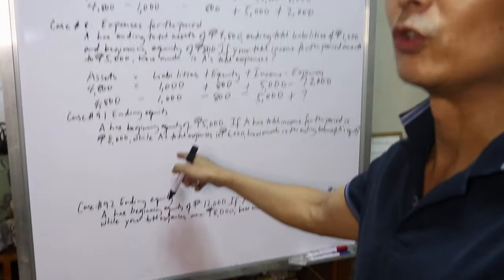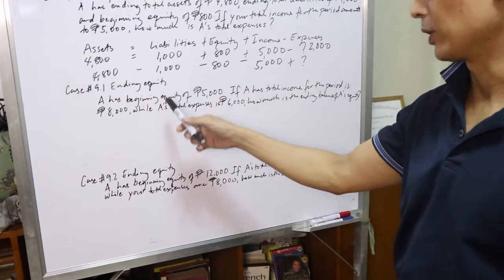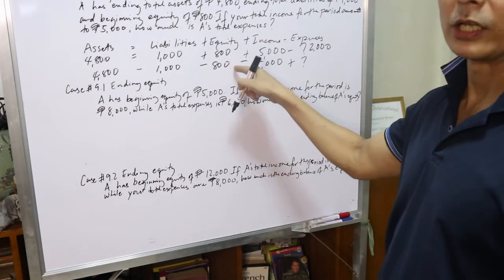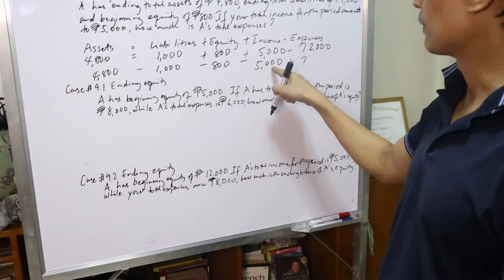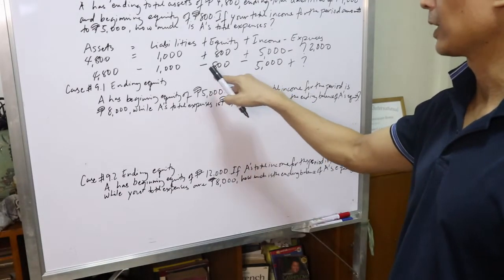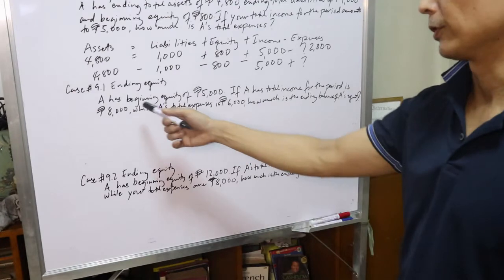Now, let's go dun sa case number 9.1. So, ending equity naman. Now, incidentally, ang ending equity nitong case number 8 is 800 plus 5,000, that's 5,800 minus 2,000, no? That would be 3,800 yung ending equity niya. So 3,800 plus 1,000 is equal to 4,800. Yun yung accounting equation niya.